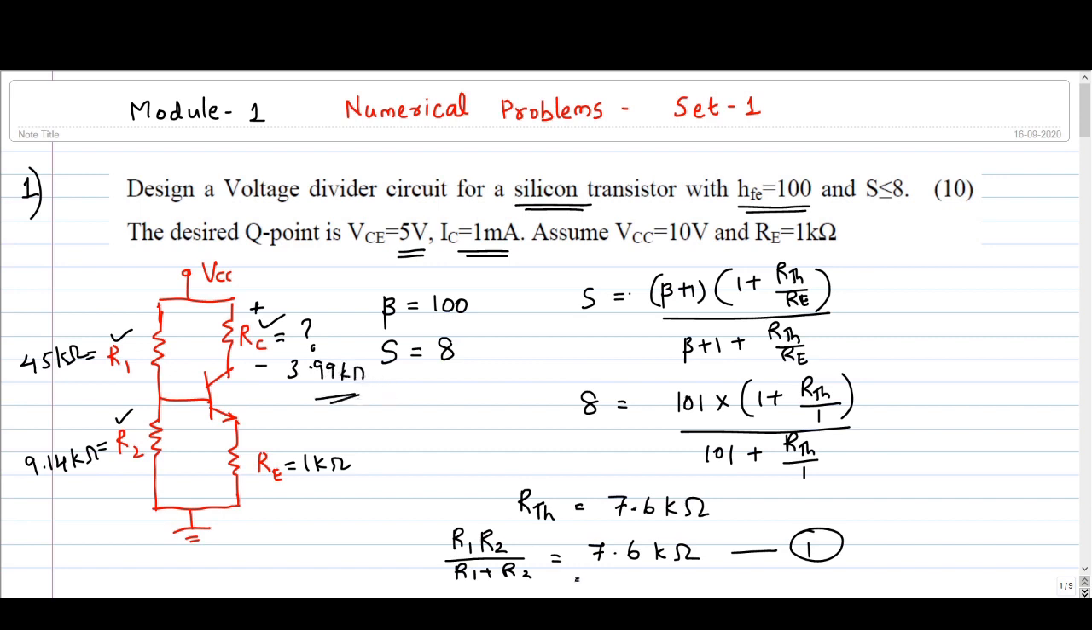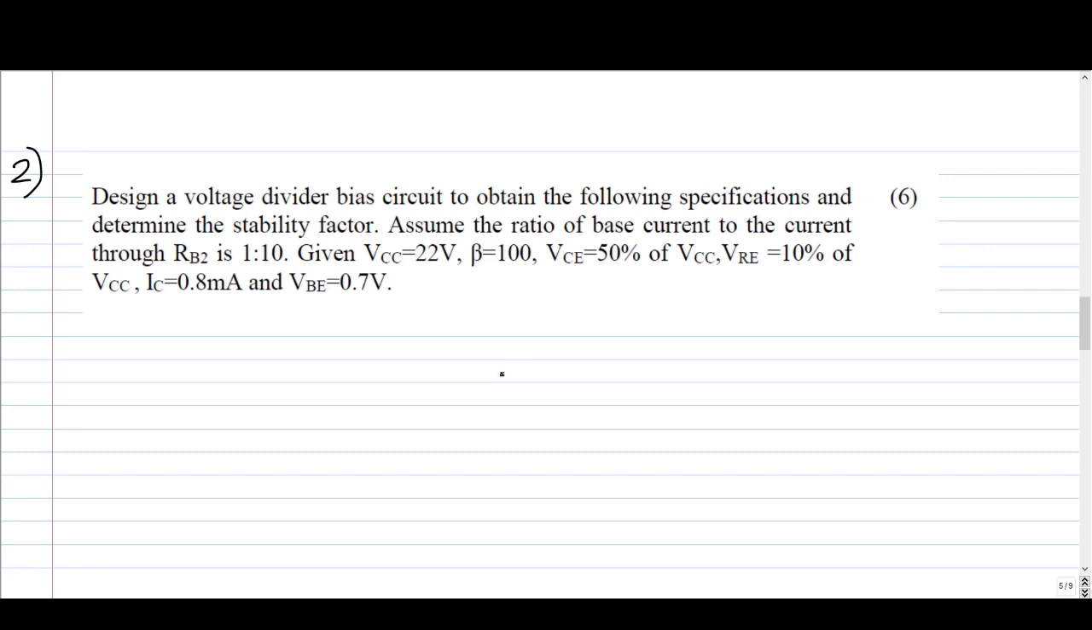So let us go to the second question. Here you have to design a voltage divider bias circuit and some values are given. Ratio of base current to current through RB2, which is actually R2, is 1:10, and the source voltage is given, beta is given, and VC is 50% of VCC. So we can evaluate these values.